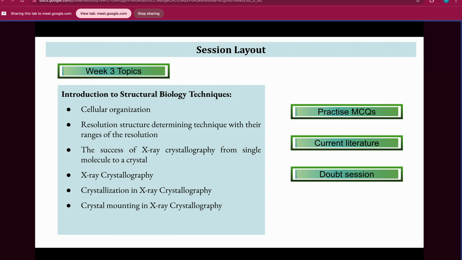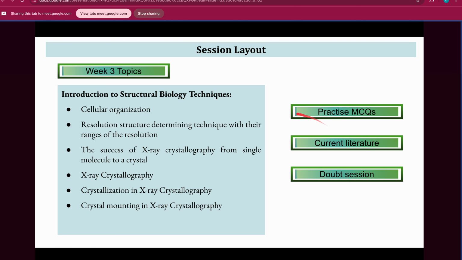So, in this session, we will be talking about the week 3 topics in which you have covered the introduction to structural biology techniques, in which you have looked into X-ray crystallography and how it works, and what are the different aspects of X-ray crystallography, as well as how crystallization is important for X-ray crystallography, as well as how to mount these crystals for getting better diffraction patterns.